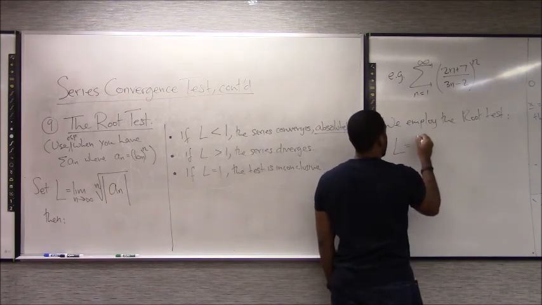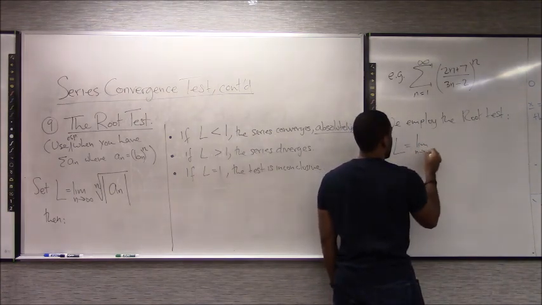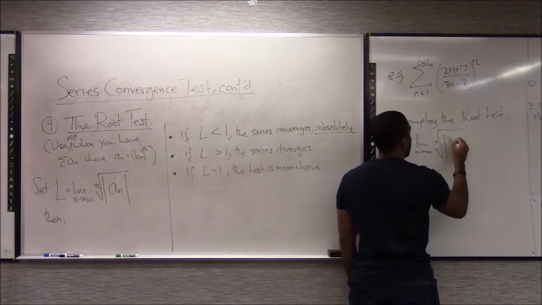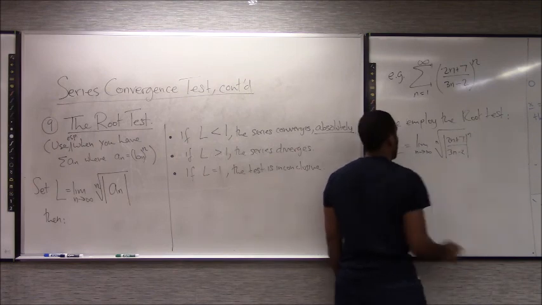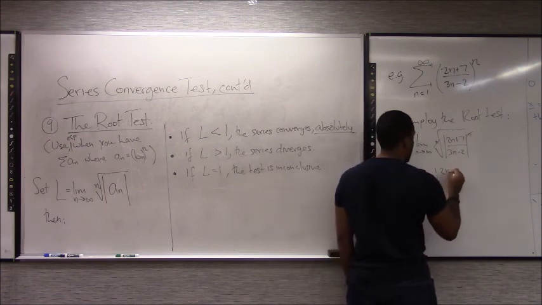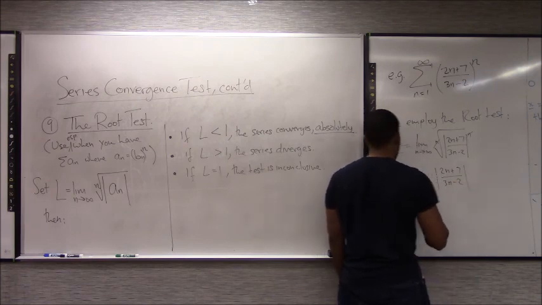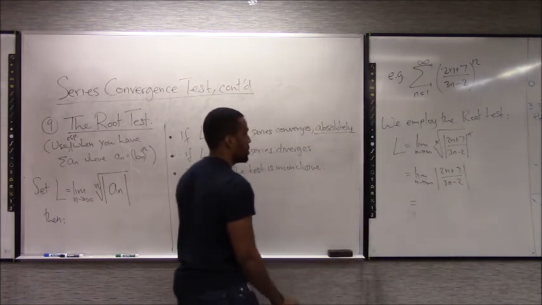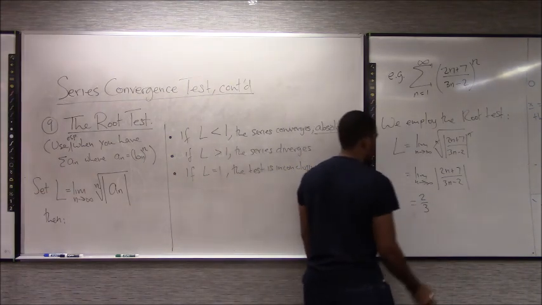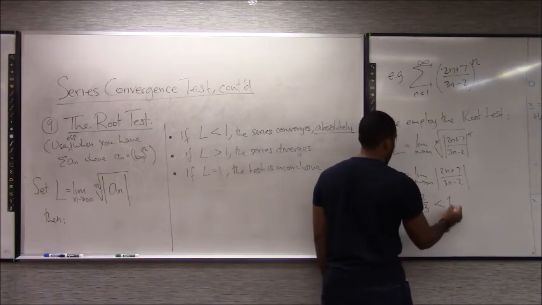Your L is going to be equal to the limit as n approaches infinity of the nth root of the absolute value of ((2n plus 7) over (3n minus 2)) to the n. Now, of course, what's going to happen here is this is going to cancel, and we're going to have the limit of that. What is that limit? 2/3. Now 2/3 is less than 1.